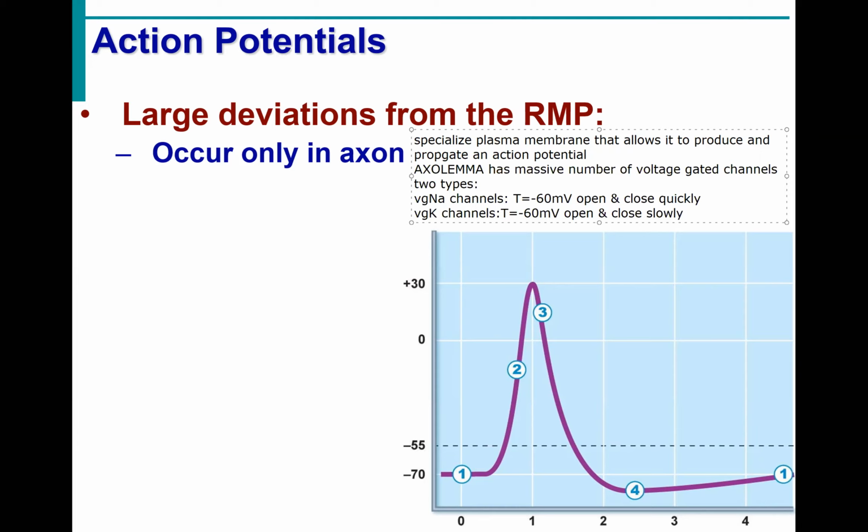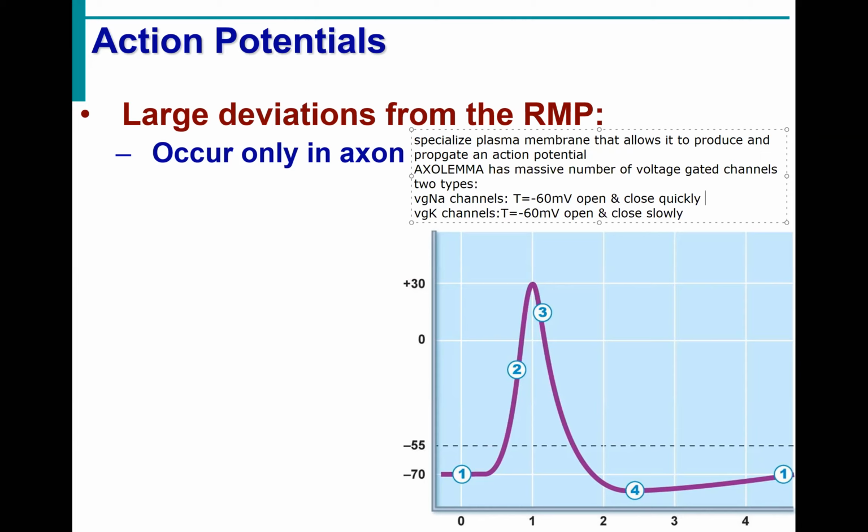Yes, so the threshold for both is negative 60 millivolts. Did I not say that? Yeah. So both are going to open at negative 60 millivolts. If you're below negative 60 millivolts, the channels are closed. If you're above negative 60 millivolts, the channels are open. So yes, both have the same threshold.